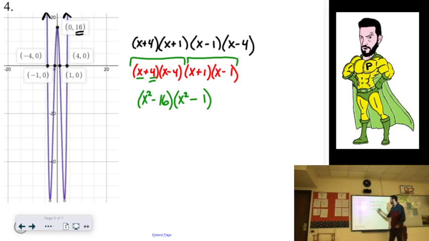Now these two we're going to have to FOIL. X squared times x squared would be x to the 4th. X squared times -1 would be -1x squared.